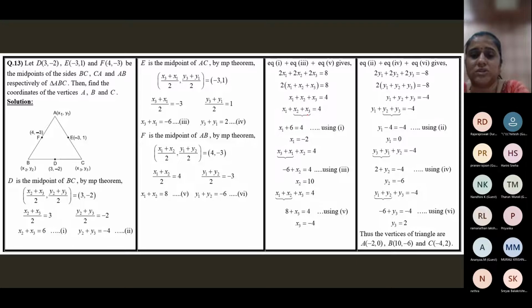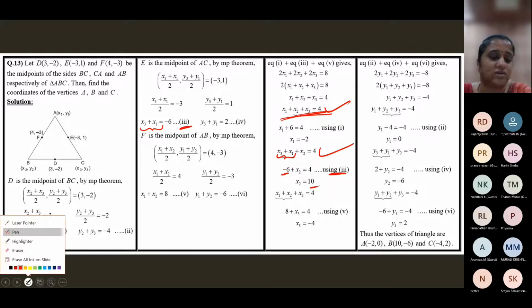Now take up this equation again. See how I've written it? I've just changed the order. x3 plus x1 plus x2 is equal to 4, because you want to find x2 now. Now what is this x3 plus x1? Using 3, it's minus 6. So minus 6 plus x2 is equal to 4. On transposing, you get x2 is equal to 10.